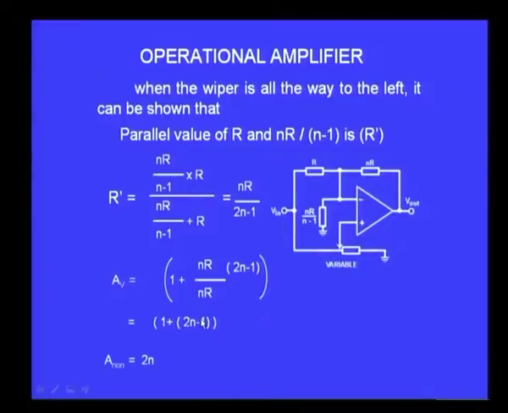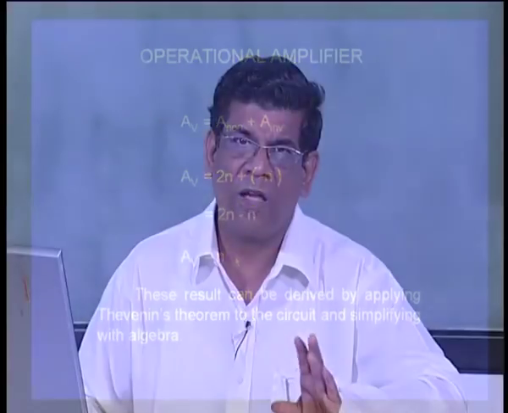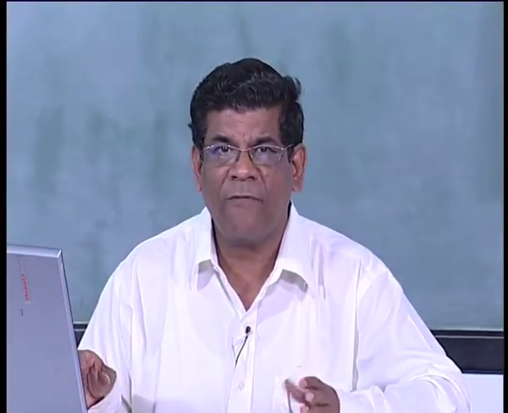So, when I connect both of them together, the total value will be A non-inverting plus A inverting, 2n plus minus n, therefore, it is n. So, you see, when I have the wiper to the ground, it is only an inverting amplifier with a gain of minus n. When I have the wiper to the left extreme point, then you find I have a gain of n. So, when I change the potentiometer from the minimum value 0 to the maximum value, the output gain should vary from minus n to plus n.